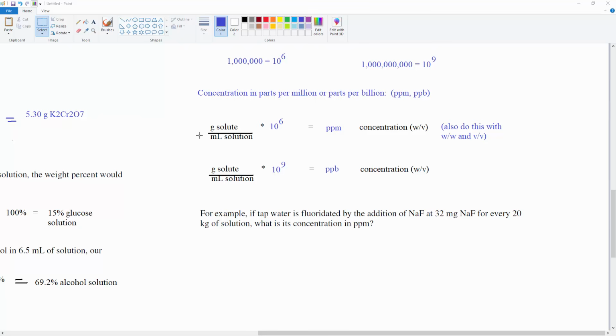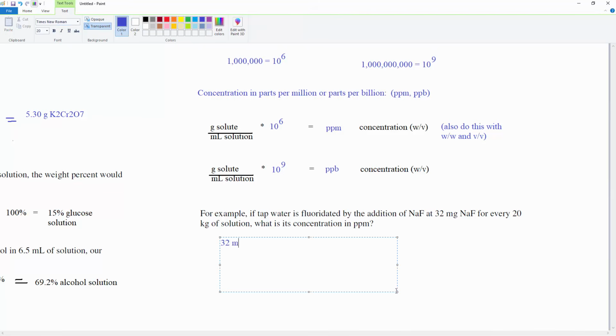Yeah, we need everything in the same unit, right? So we could do grams and milliliters, grams per grams. It looks like they give us both masses, so they have to be the same. We could take the kilograms to grams and the milligrams to grams, or we could take the kilograms to milligrams, so long as they're in the same unit so that they're comparable. But since I said let's do grams and milliliters, then let's do that, right? So let's say we've got 32 milligrams sodium fluoride, and we have 20 kilograms of solution.